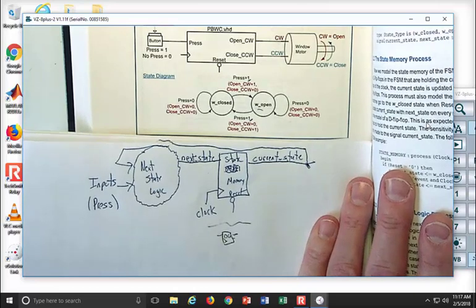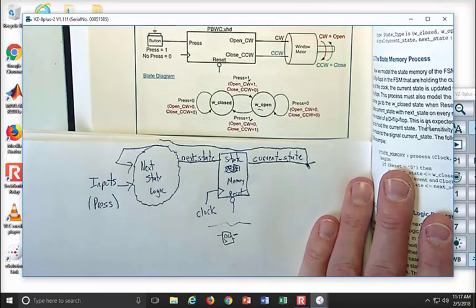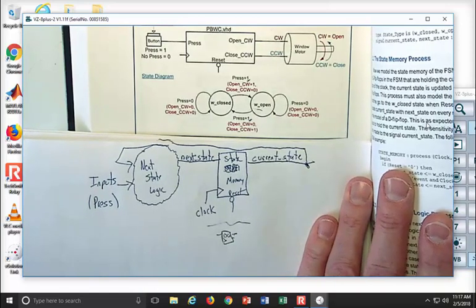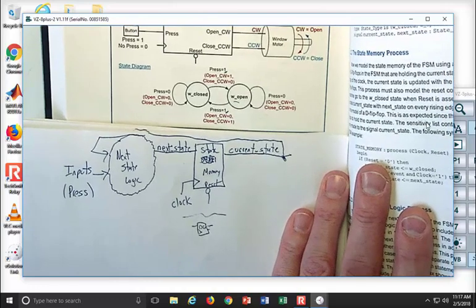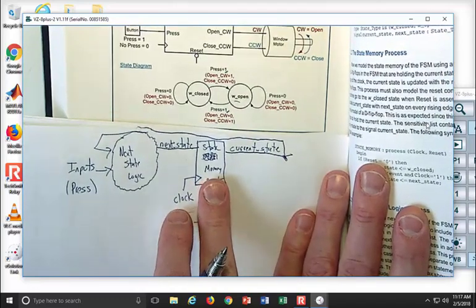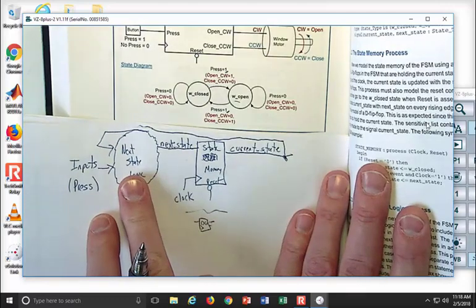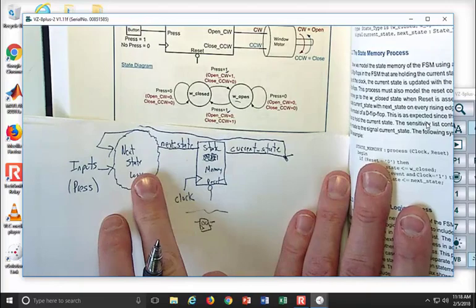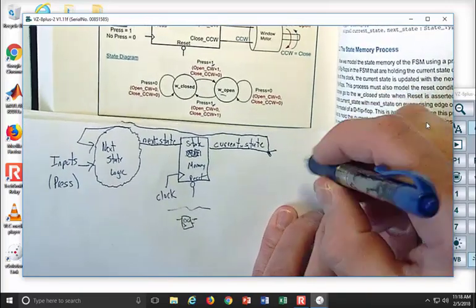Does the clock go to that? No. Does the reset go to that? No. Why? Because it's combinational logic. You know why it's so important to break this down right now? Because at this moment we have one block, which is sequential logic. We have one block that's combinational logic. We cannot model those two with one process. We need two separate processes. Let's keep going though before we actually start coding.